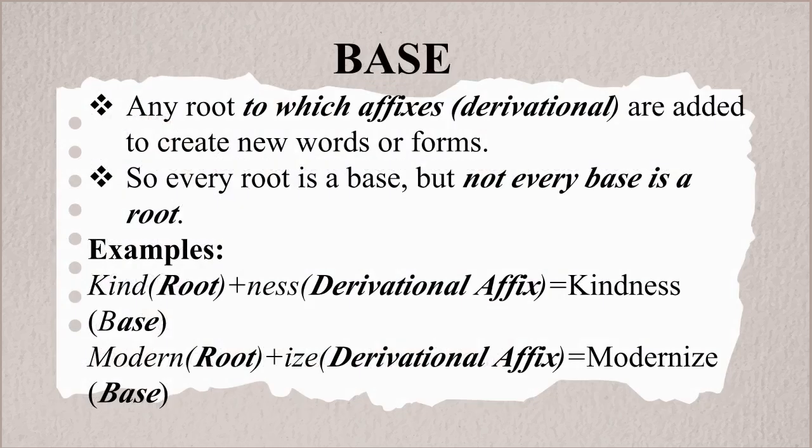Next we have base. A base is simply any root that you add derivational affixes to in order to create new words or forms. This is why we say that every root can function as a base, but not every base is necessarily a root. Once a root takes on a derivational affix, it becomes a new base for further word building. For example, the word kind is the root, and when we add ness, which is a derivational affix, we get kindness, which now functions as a base. Similarly, modern is the root, and adding ize gives us modernize, another example of a root turning into a base.